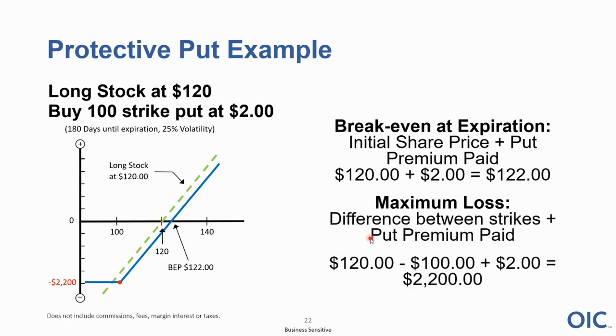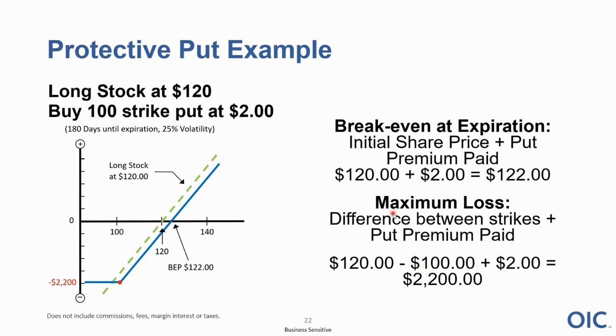Our maximum loss, now that's going to be a little bit different. It's going to be the difference between the strike price and the stock price plus the premium that we pay. If we're long stock from 120 and we sell it out at $100 when we exercise, well, we're going to lose $20 a share or $2,000 right off the bat. In addition, we're going to lose the $2 or the $200 that we paid for the option contract. So our maximum loss is going to be $2,200 in this example.